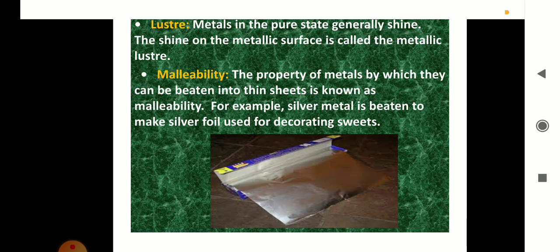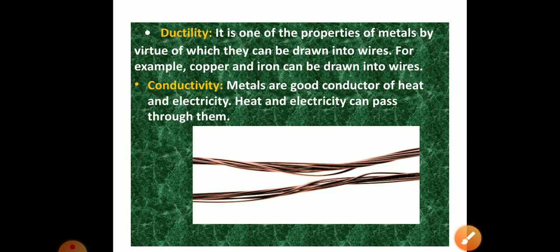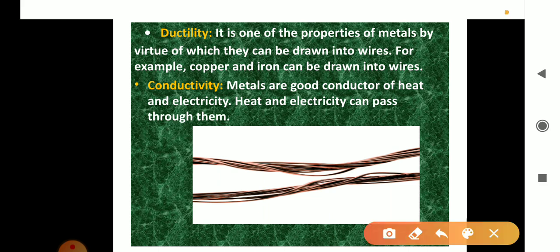Now next is ductility. What is ductility? It is the property by which metal can be drawn into wire. They can be converted into wire. It means they can be stretched. This property is called ductility. Metals like copper, silver, aluminium can be easily drawn into wires.